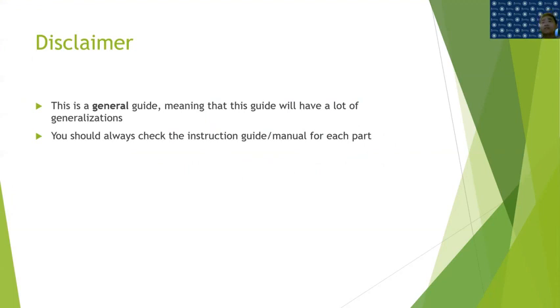As a quick disclaimer, this is a general guide, meaning that it will have a lot of generalizations. This guide is still accurate because of how certain parts are standardized. For example, a CPU and a motherboard that are compatible will install the same way, even if they are different CPUs, as long as they're compatible. However, for some parts, that's not the case, and you'll have to refer to your manual or guide. In some instances, your part may have something special or non-standardized, in which case you'll also have to refer to the instruction guide or manual for that part.